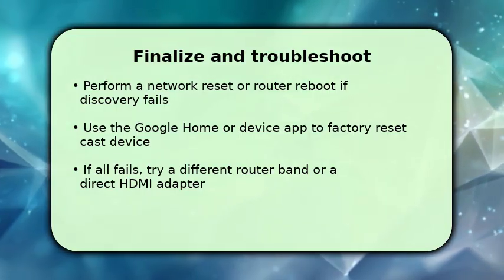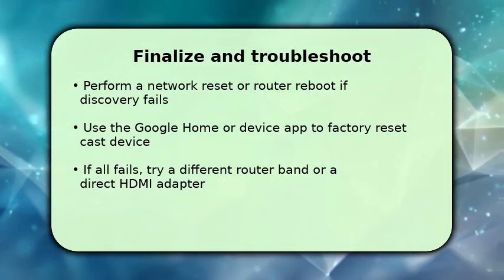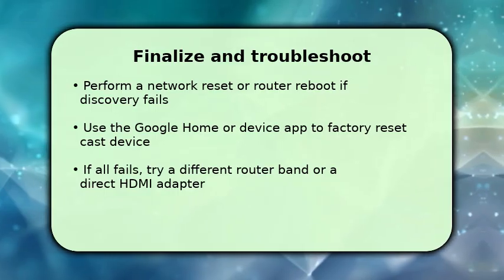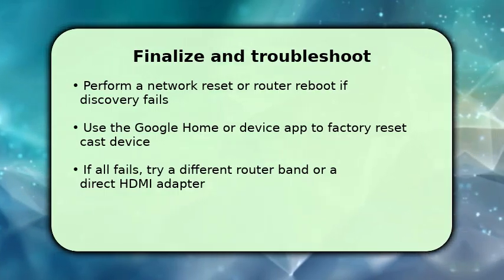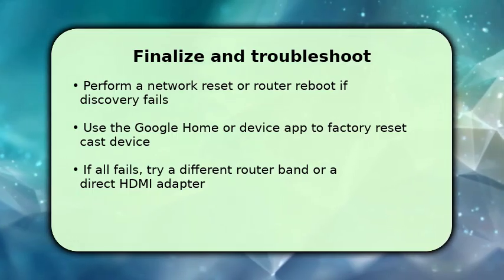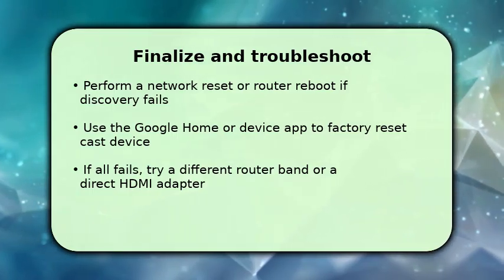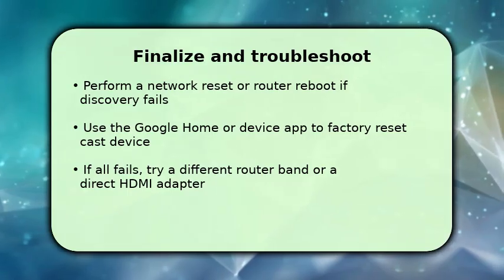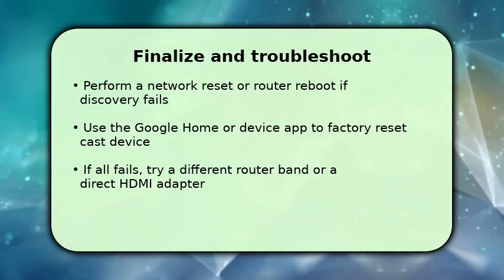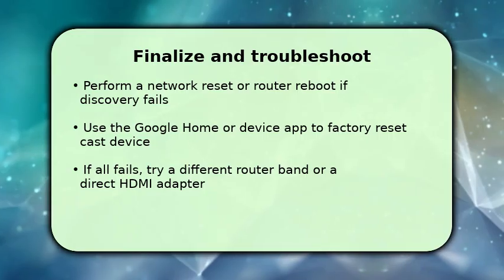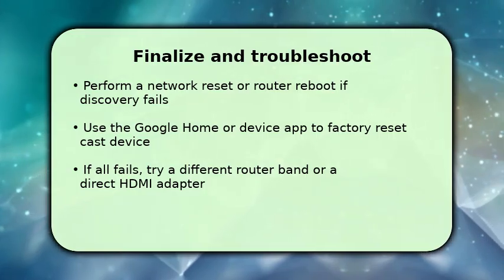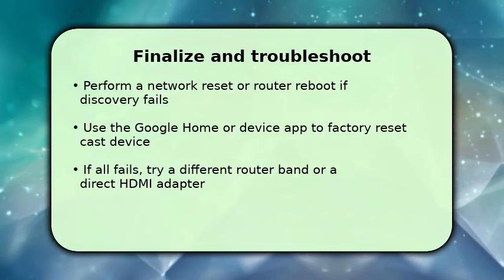Reboot your router and run Windows Network Reset to clear stubborn configurations, then try rediscovery. If the cast device still won't appear, factory reset it from the manufacturer app, because internal state issues can block pairing. If casting remains unreliable, switch Wi-Fi bands or use a wired alternative like an HDMI adapter for urgent needs.